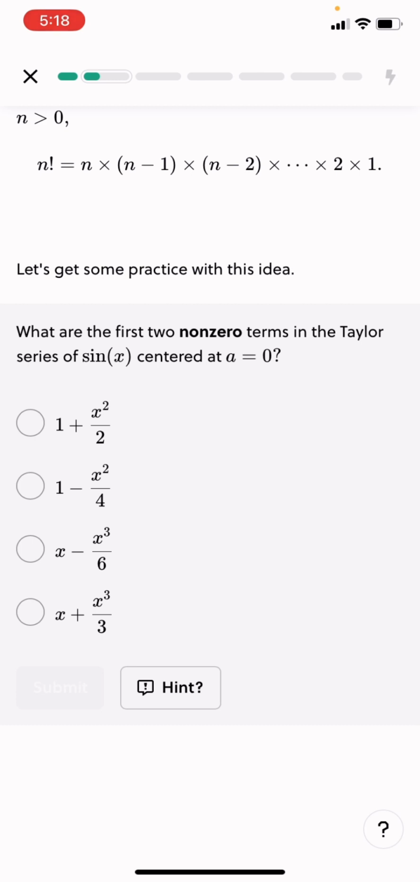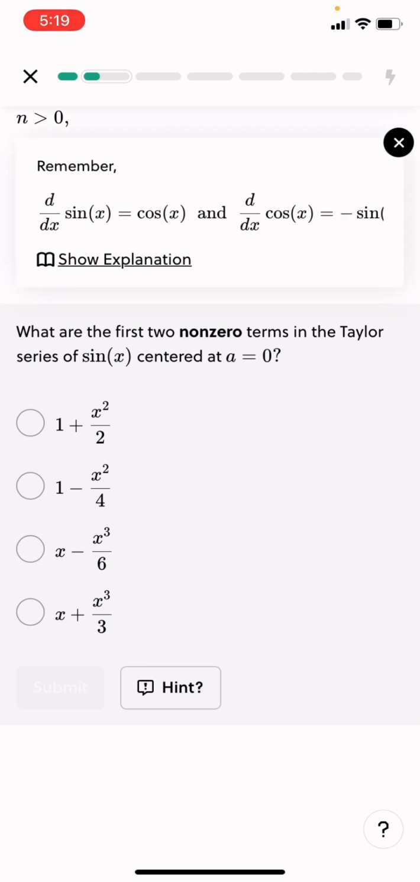So let's get some practice with this idea. What are the first two non-zero terms in the Taylor series of sin x centered at a equals 0? So, here, give me a second. Let me see if I can solve this. I'll try to explain if I get it wrong or right.